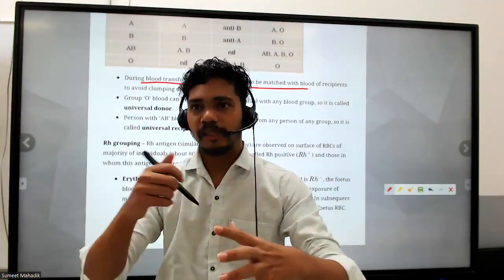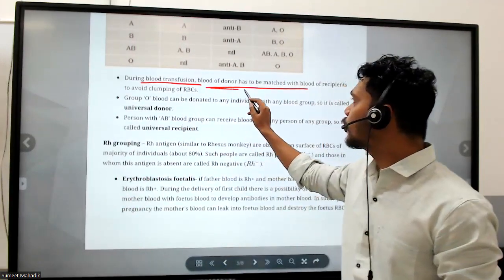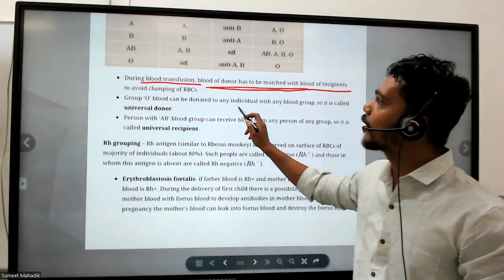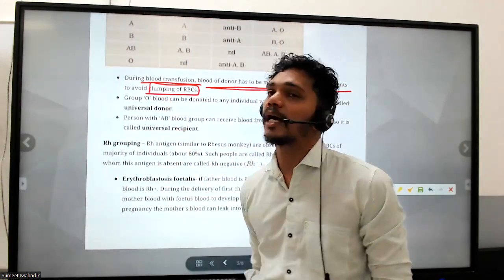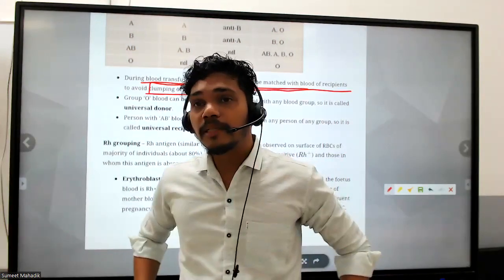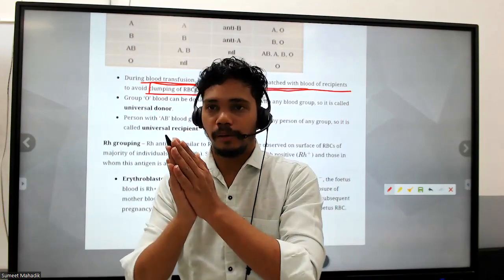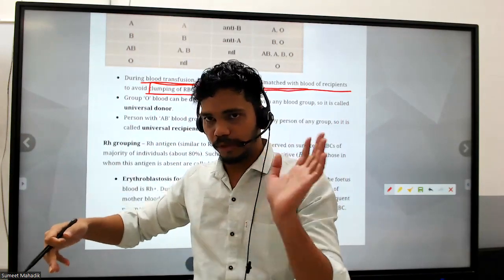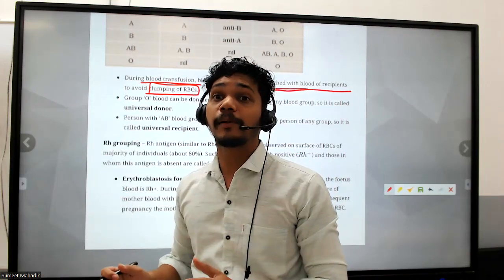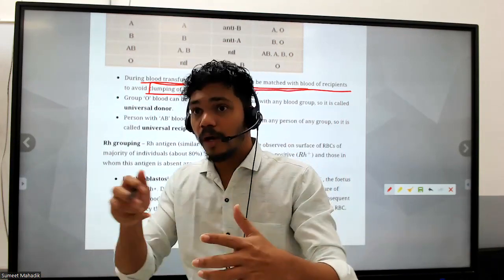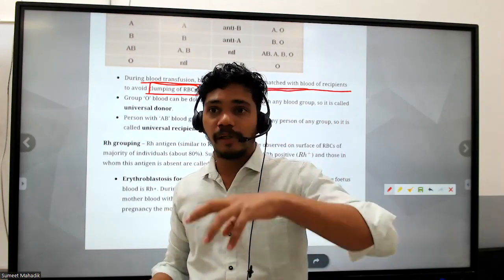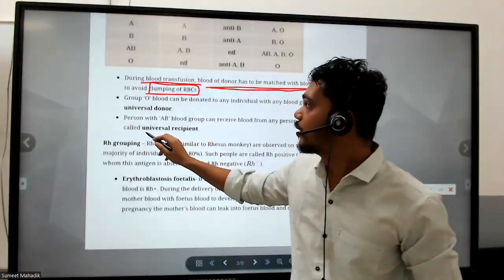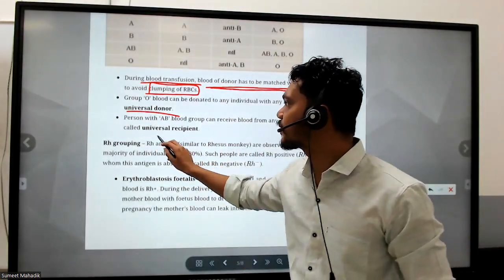You can take a test. Blood of the donor has to be matched with the blood of the recipient to avoid the clumping of the RBC. What is clumping? They form a clot. If the blood is transfused into the body and clumping of the RBC occurs, it is because of Rh positive and Rh negative. The second baby I talked about died because of the clumping of RBC. Now, the universal donor is O, and the universal recipient is AB.